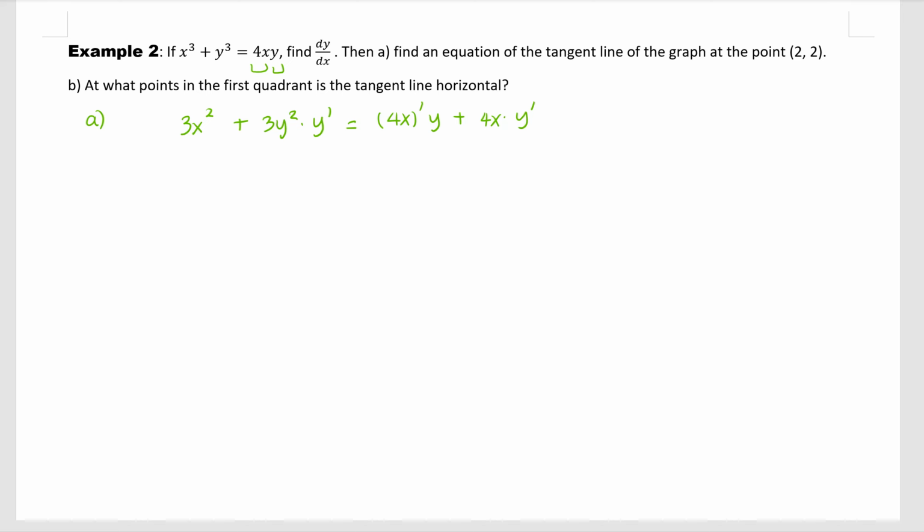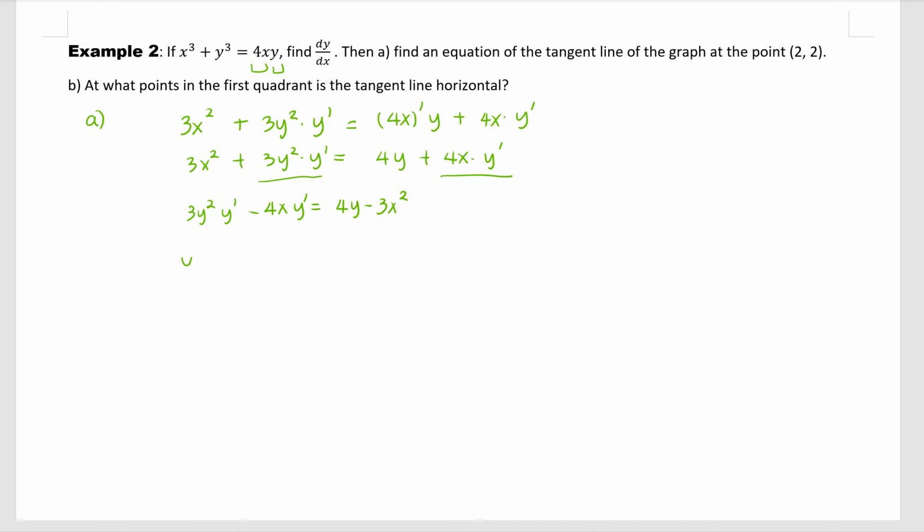So far, so good, everybody? Let's continue. So the derivative of 4x is just 4. And y prime is y prime. So what are the terms with y prime? This guy has y prime, and this guy has y prime, right? Then we move them to the left-hand side. So we have 3y squared y prime minus 4x y prime equals 4y minus 3x squared.